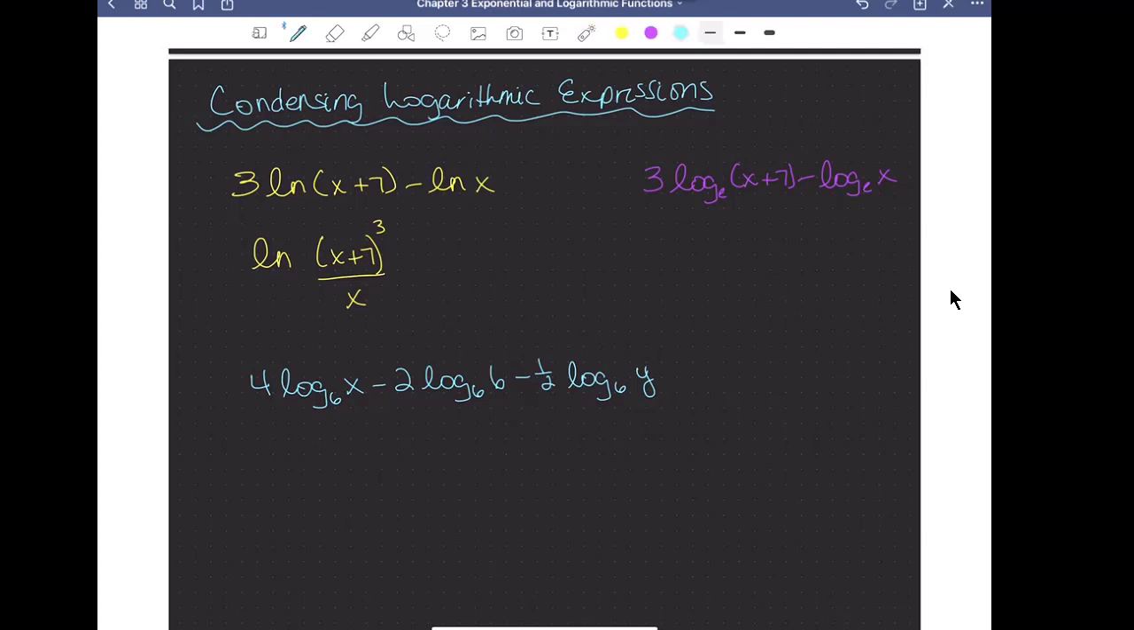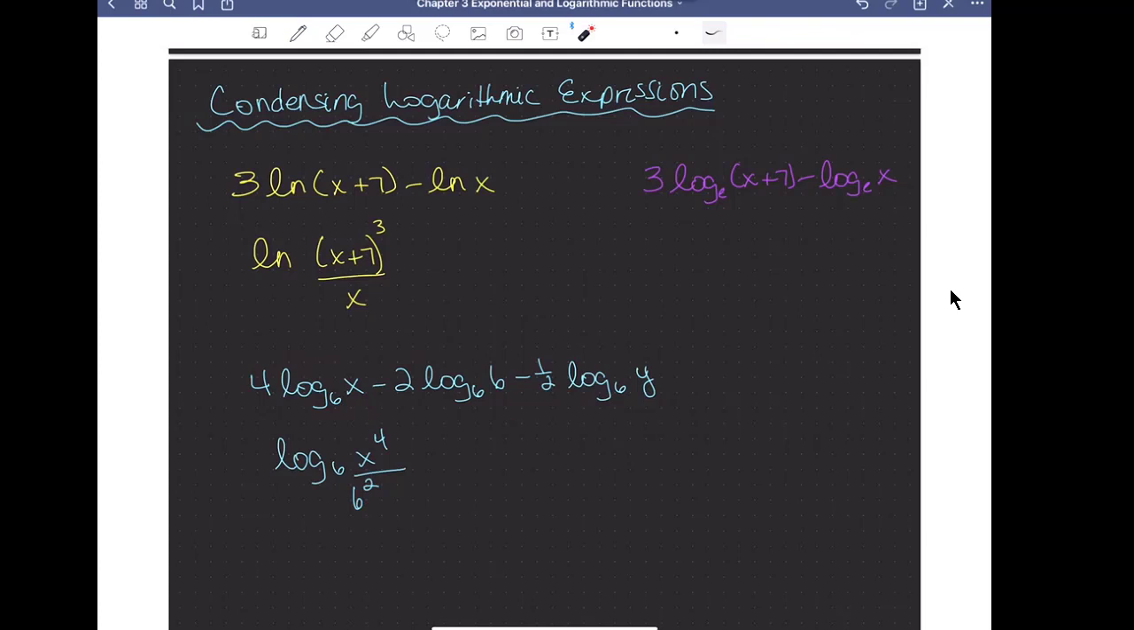A lot of times I try to do more than one step together because I know that 4 is going to become the exponent. So I know that I'm going to have log base 6, because that's true through all of them. I'm going to have x to the 4th off of that first term. And when I look at the second term, it's being subtracted, so I know it's going to be a division. I got my 2 out front, so I know my 2 is going to become the exponent. You can either write it as 6 squared or 36, and then we can keep simplifying it.